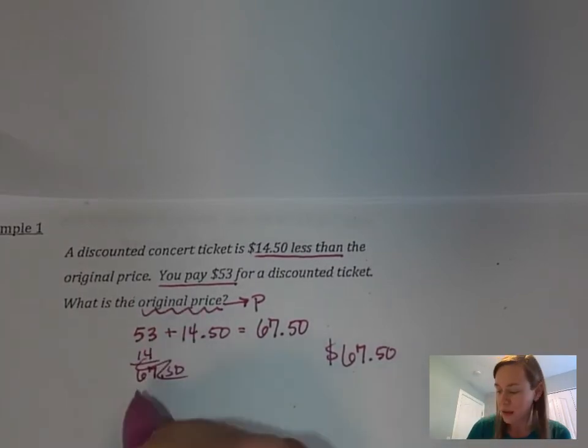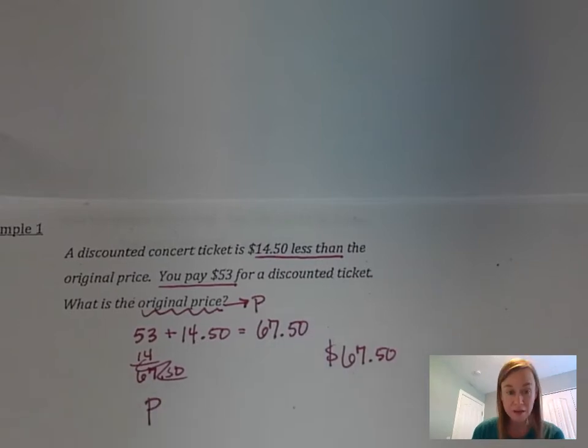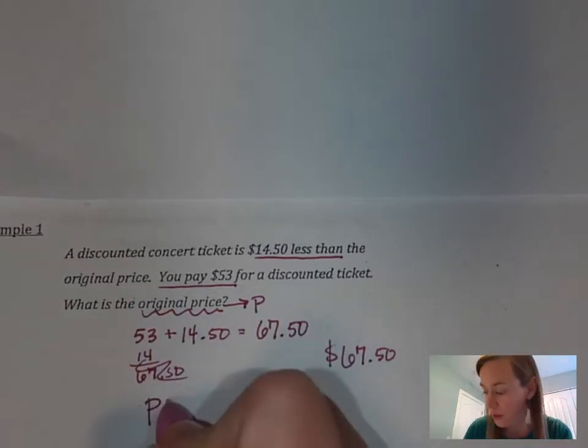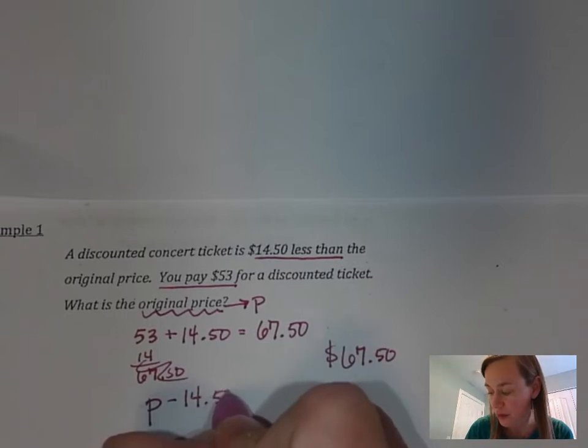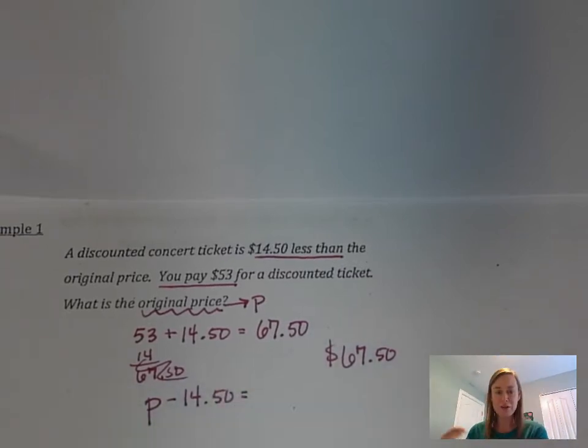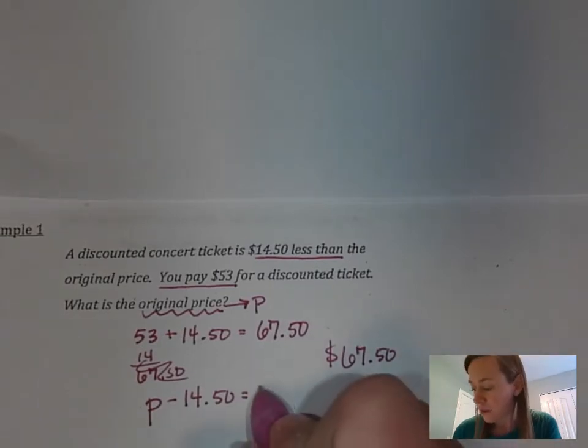So we know if you had the original price, P, but if we discount it, are we going to add to it or subtract from it? We're going to subtract from it. We're marking $14.50 off of that original price. And then after you mark $14.50 off, what is the new price? That is $53.